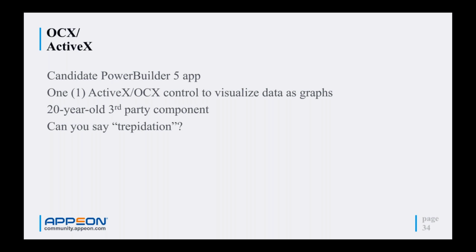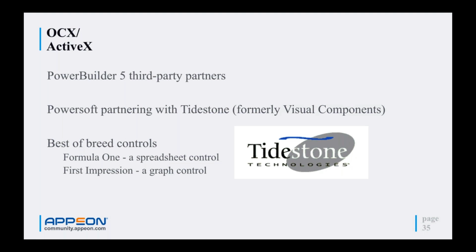Once this 20-year-old third-party component was discovered in the candidate application, we experienced a certain amount of trepidation. Concurrent with the release of PowerBuilder 5, there was a burgeoning marketplace for controls that were developed utilizing this ActiveX OCX flavor of OLE. This is new technology. PowerBuilder 5 being released in the Windows 95 era had PowerSoft partnering with Tidestone, formerly Visual Components. Remember Visual Components, folks? They had developed best-of-breed controls like Formula One, spreadsheet control, First Impression, the graph control.